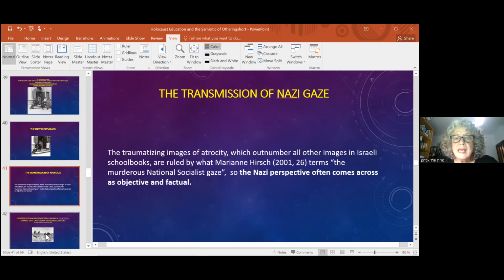And the traumatizing images of atrocity, which outnumber all other images in Israeli school books, are ruled by what Marianne Hirsch calls the murderous National Socialist gaze. So the Nazi perspective in such photographs and others comes across as objective and factual if we don't know the phenomenology.